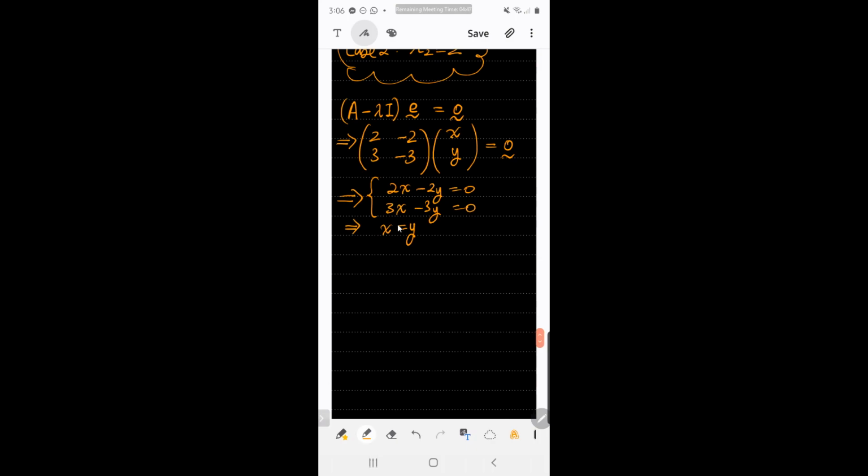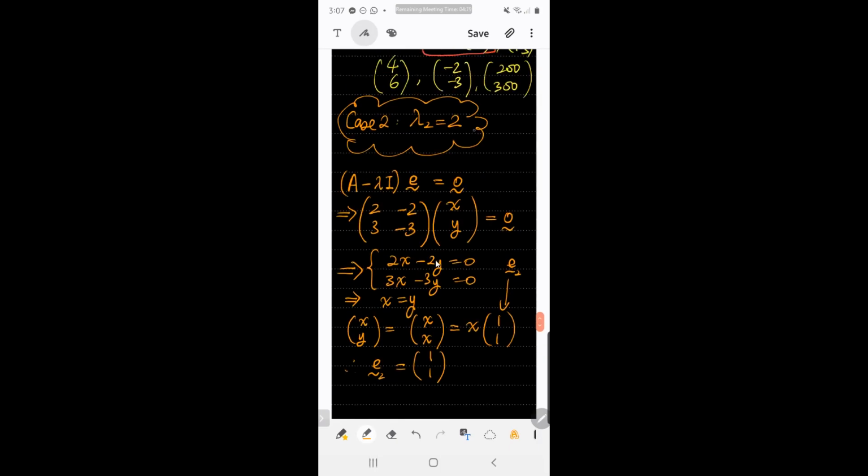Am I right? So you know that our vector x, y can be expressed as x and x, because y is equal to x. So how do you generate the eigenvector? You take out the x, and you have 1, 1. You take this as eigenvector 2. Therefore, eigenvector 2 is equal to 1, 1, corresponding to lambda 2 equals 2. Okay. So far, any problem?